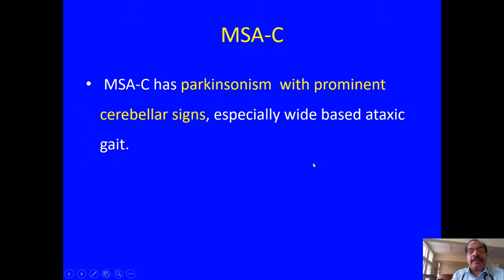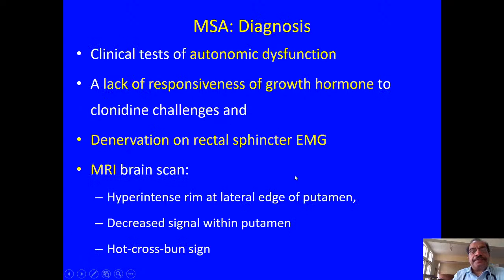The other type of MSA is MSA-C. C basically stands for cerebellar dysfunction here. So the patient has the MSA clinical picture, but the cerebellar dysfunction is more prominent, which means cerebellar ataxia will be there, muscle incoordination will be there. Then we call it MSA-C.